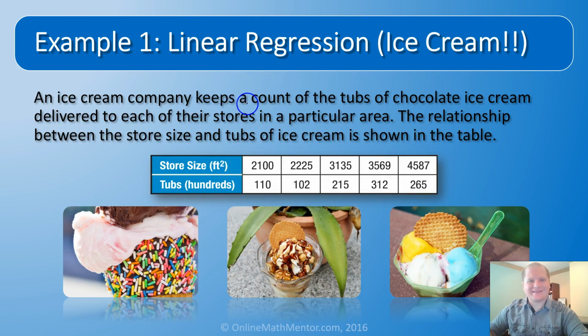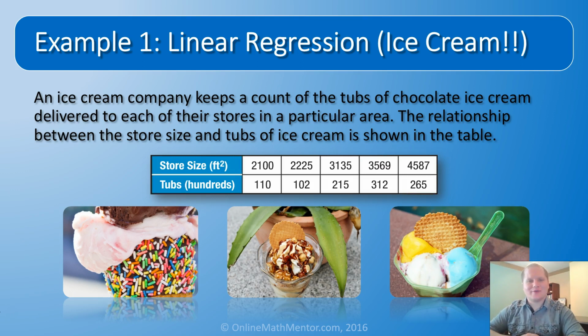So now we finally get to ice cream. For this example, an ice cream company keeps account of the tubs of chocolate ice cream delivered to each of their stores in a particular area. The relationship between the store size and the tubs of ice cream is shown in the table.